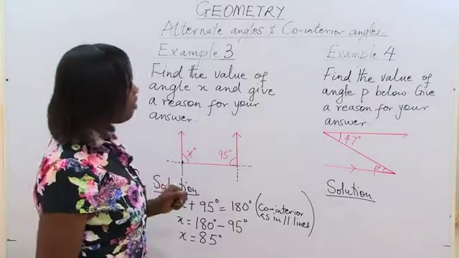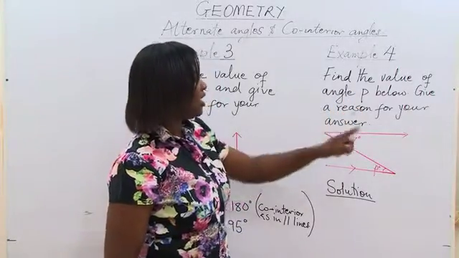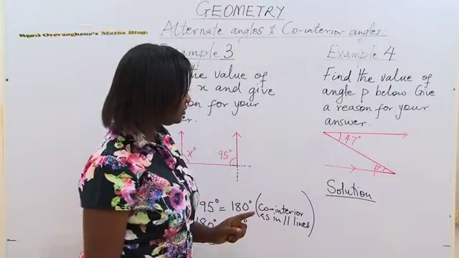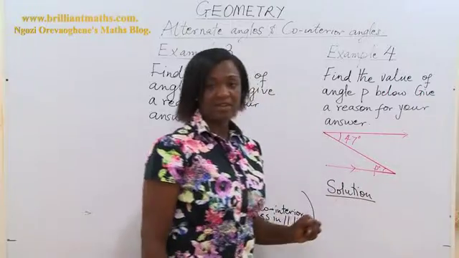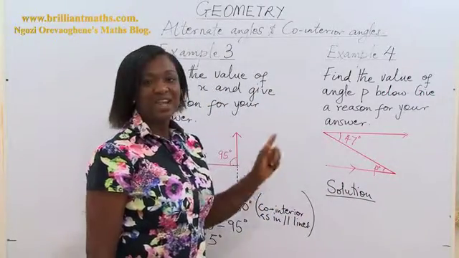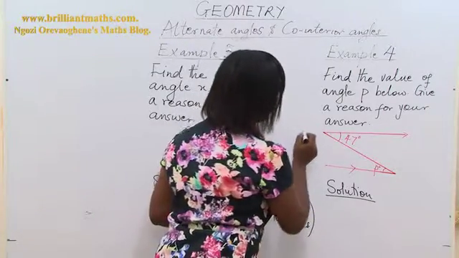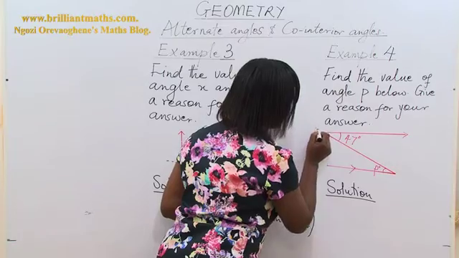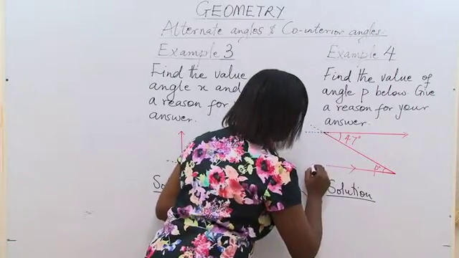In example 4, find the value of angle P below. Give a reason for your answer. We have two parallel lines again and the transversal. So let's extend them to see the relationship between the lines and the angles. We extend the transversal, we extend the parallel lines.